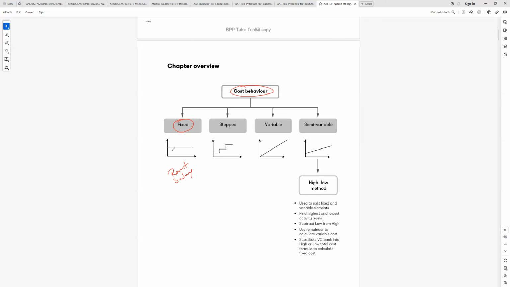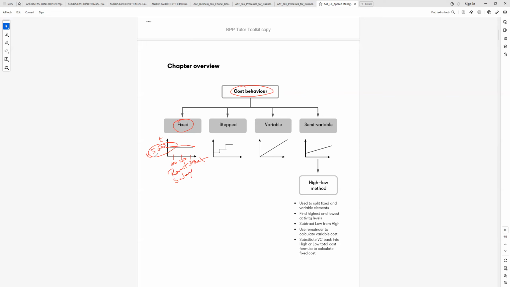So let's have a look at this graph. Normally on the left hand side this shows the value, and on the bottom it shows the units. So for example, if the rent is £5,000, regardless of whether I make 100 units, or 200 units, or 300 units, my rent remains the same. So for that reason, fixed cost is always fixed.